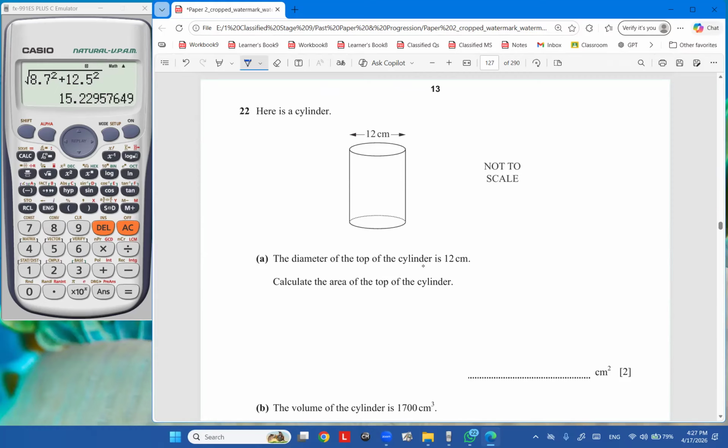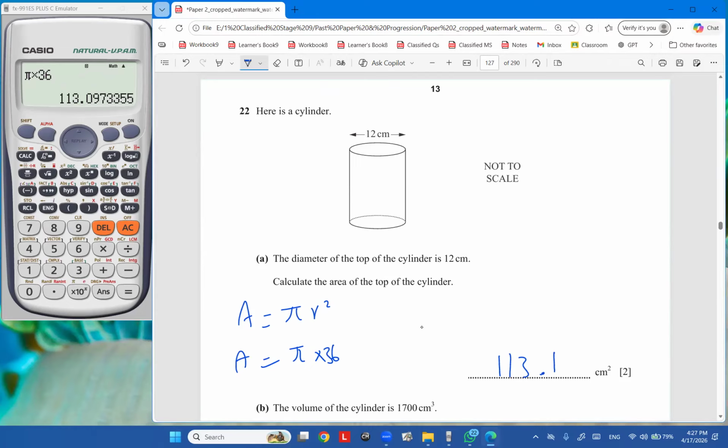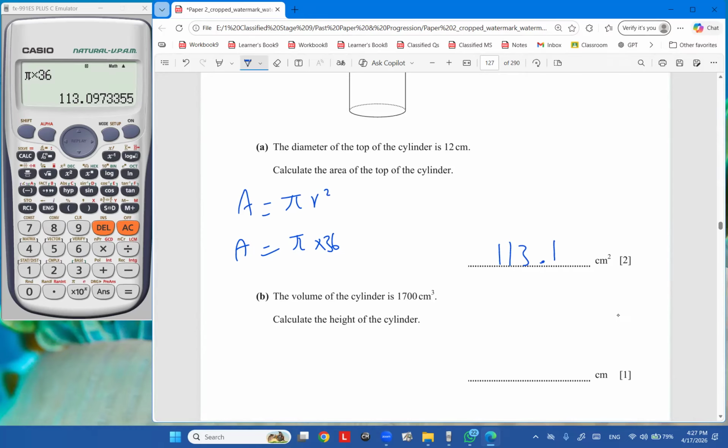The diameter of the top of the cylinder is 12 centimeters. Calculate the area of the top. So it is pi r squared. This is area. So area equals pi multiplied by, what is r? It is 6, not 12. 12 is the diameter. So it's 6 squared, which is 36. So on my calculator, I'm going to do pi times 36, or just 36 pi right away, which is going to give you exactly 113, let's say 0.1, 113.1 centimeters squared.